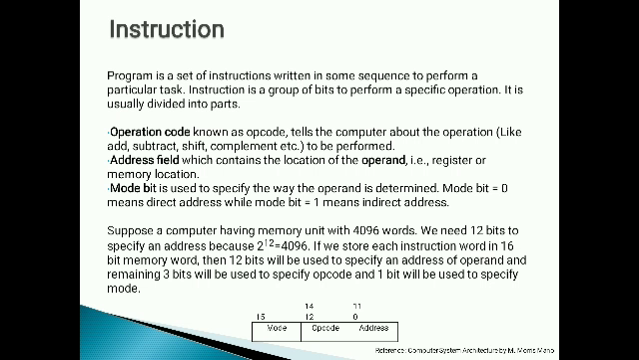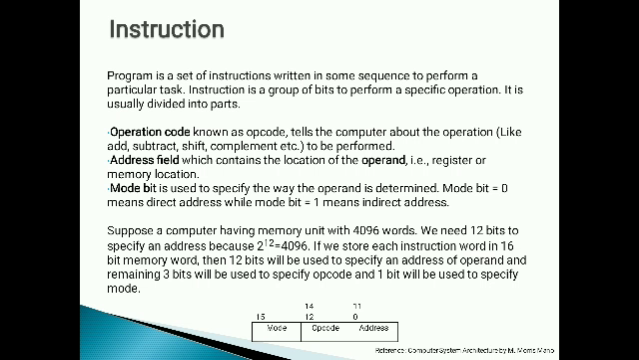One is opcode, which means the operation to be performed. Second is the address field, which contains the location of the operand, the value on which we have to perform the operation. Mode bit tells us about the direct address or indirect address.